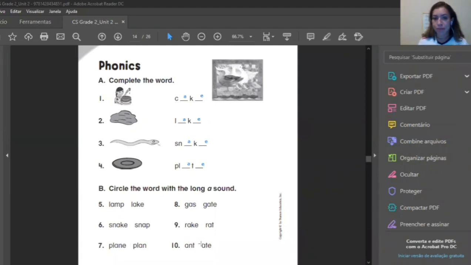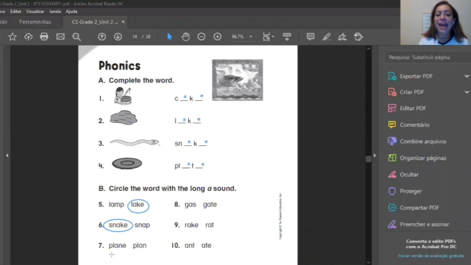Yes. So, let's repeat each word, okay, after me. Lamp. Lake. Which one? Lake. That's it. It's very clear, right? Number six now. Snake. Repeat. Snap. Which one has the long A sound? Snake. That's it.